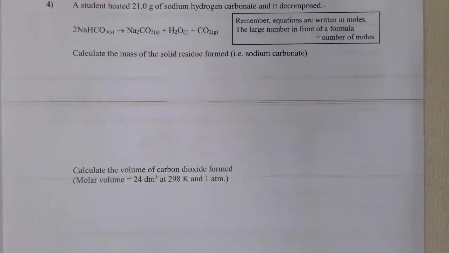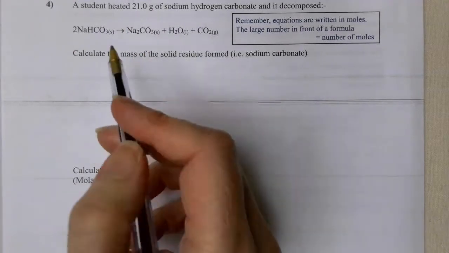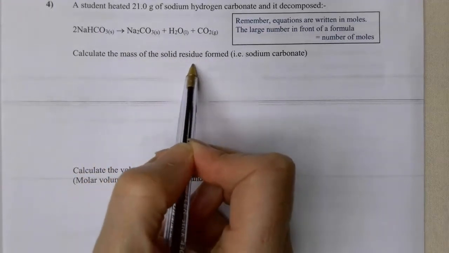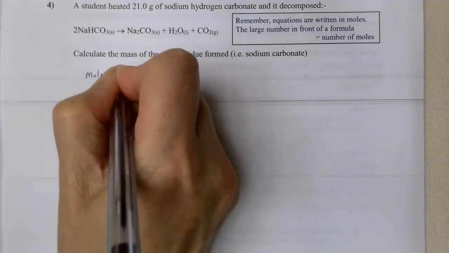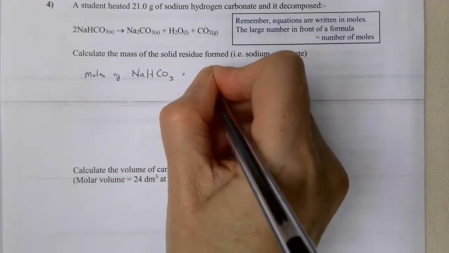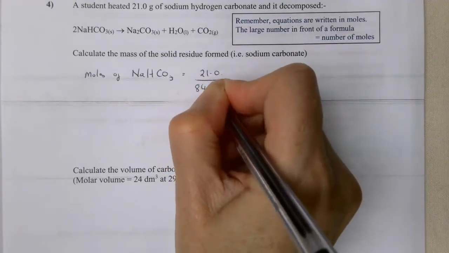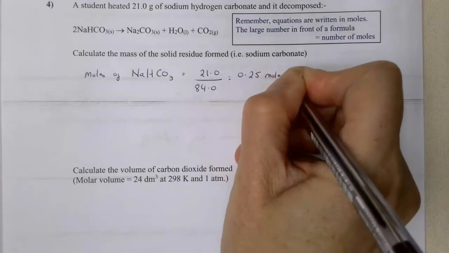So the last example on this page, again, is combining the equations from the previous pack with the ones from this pack. So we're going to heat 21.0 grams of sodium hydrogen carbonate, and we're going to work out how it's decomposing. So we want the mass of the solid residue formed, the sodium carbonate. So I'm going to work out the moles of my sodium hydrogen carbonate, and that's going to be my mass, 21.0 divided by its RMM, which is 84.0, and that gives me 0.25 moles.